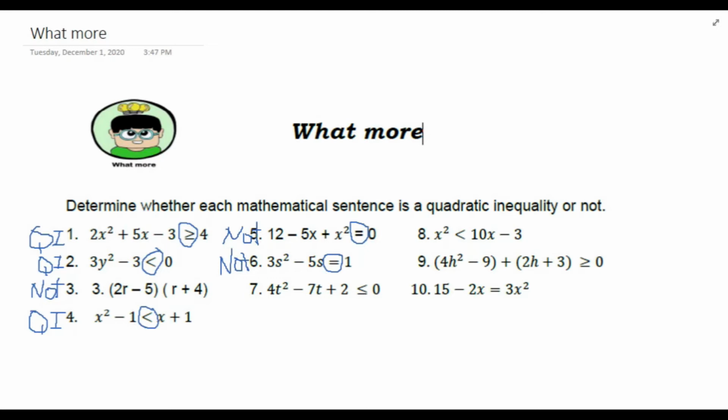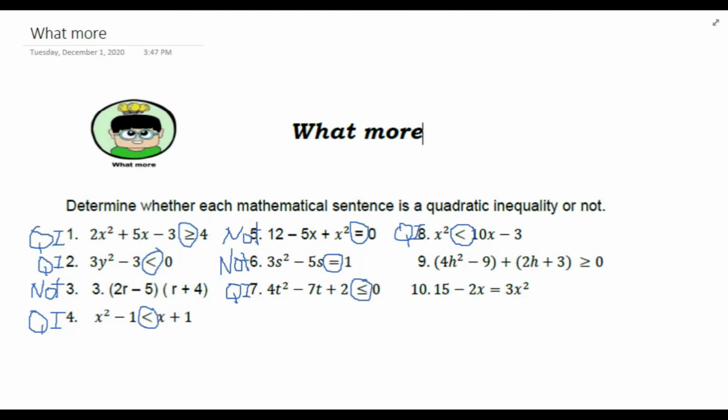Number 7, okay, correct. This is a quadratic inequality because the separation symbol is less than or equal to. Number 8, okay, yes, still a quadratic inequality, and the separation symbol is less than. So that is the inequality symbol.